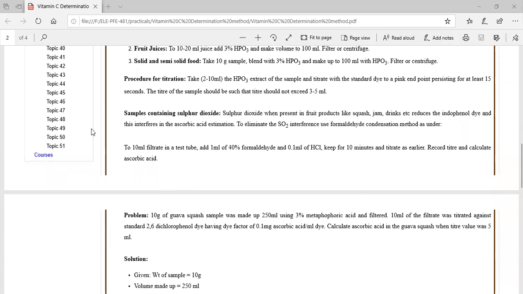That method is given as under: to 10 ml filtrate in a test tube, add 1 ml of 40% formaldehyde and 0.1 ml of HCl, keep it for 10 minutes, and titrate as mentioned above. Then record the titer value and calculate your ascorbic acid content.